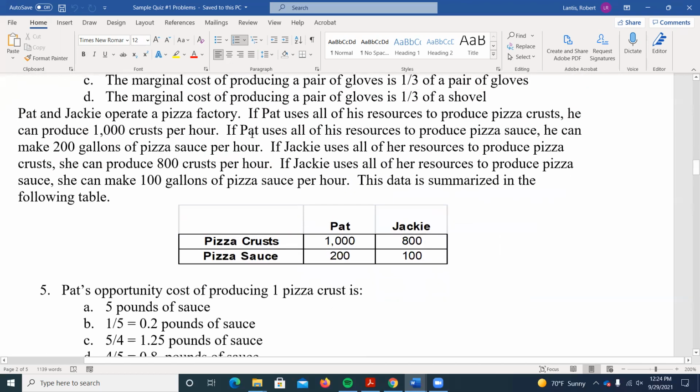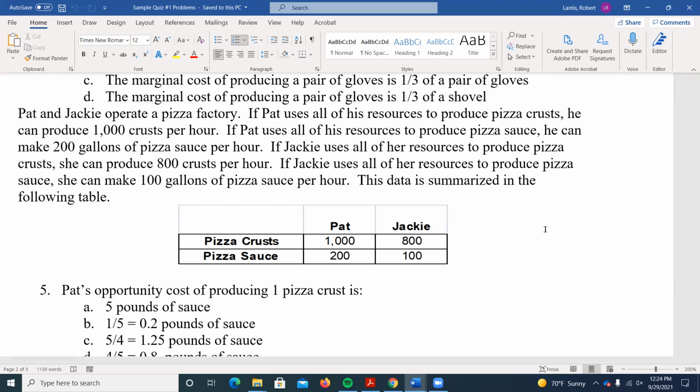But if you had a word problem like this, even if I didn't give you this little table here, you could pick out, okay, Pat using all his resources can make what? 1,000 crusts per hour. So for pizza crusts, if Pat's using all his resources, he can produce 1,000. If he's using all his resources to make sauce, 200 gallons. And then we have another individual in this economy, and we kind of have, if they're using all their resources, how much they can produce of each good. So it's almost like both these individuals have their own production possibilities from here.